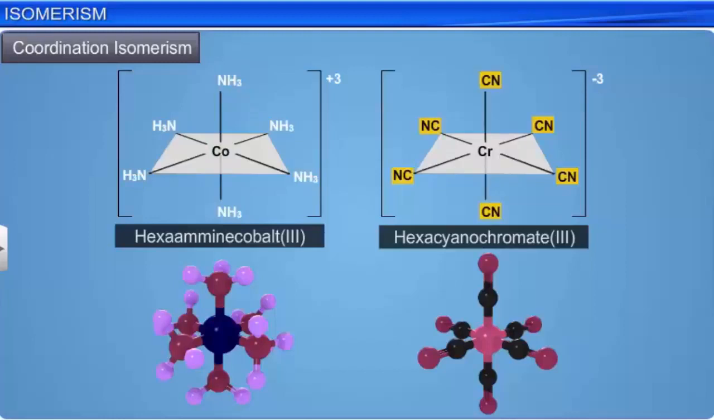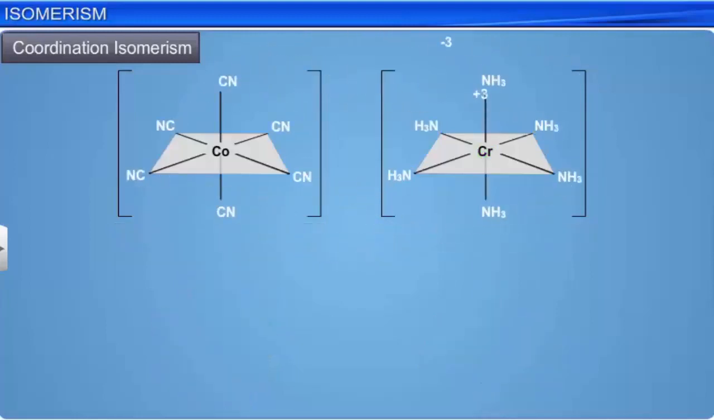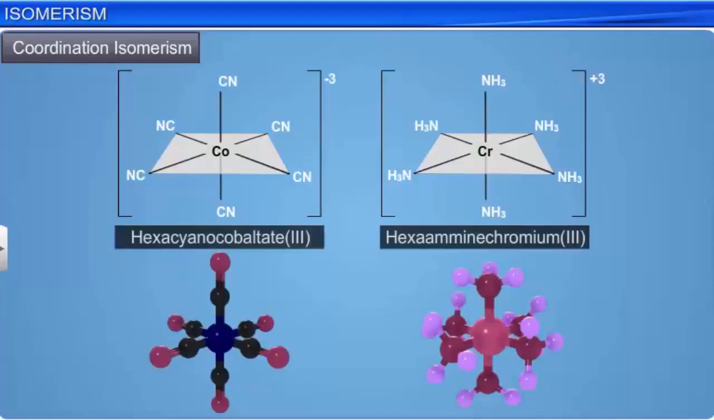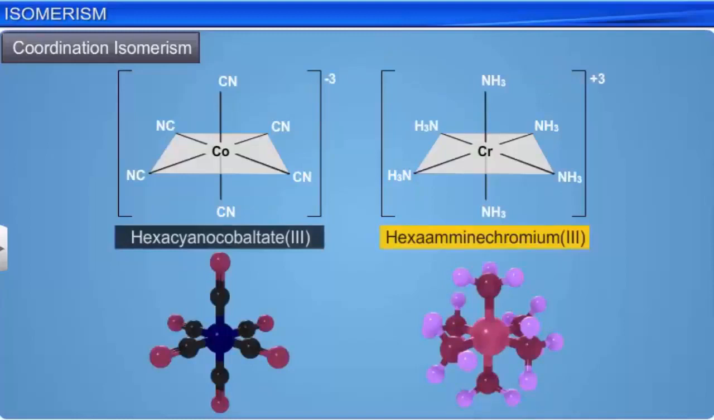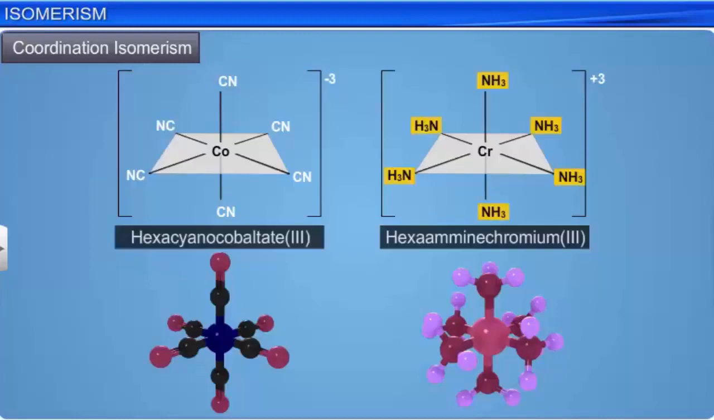In its coordination isomer, hexaamminechromium(III) hexacyanocobaltate(III), the ammonia ligands are bound to the chromium(III), while the cyanide ligands are bound to the cobalt(III) ions.